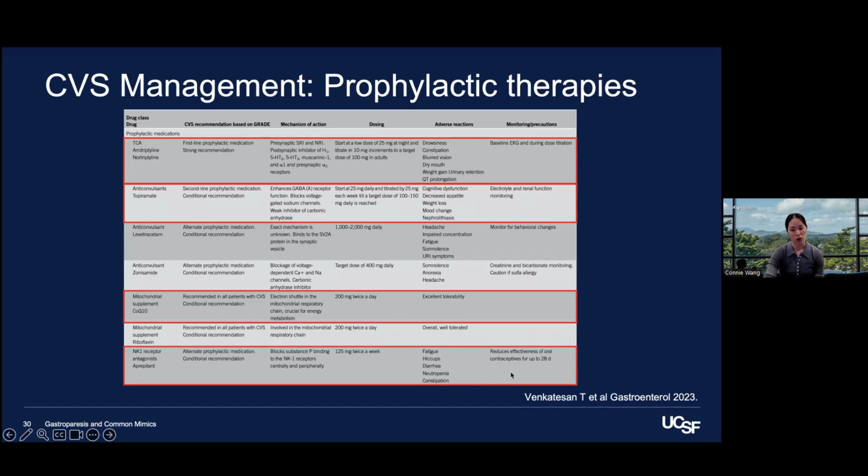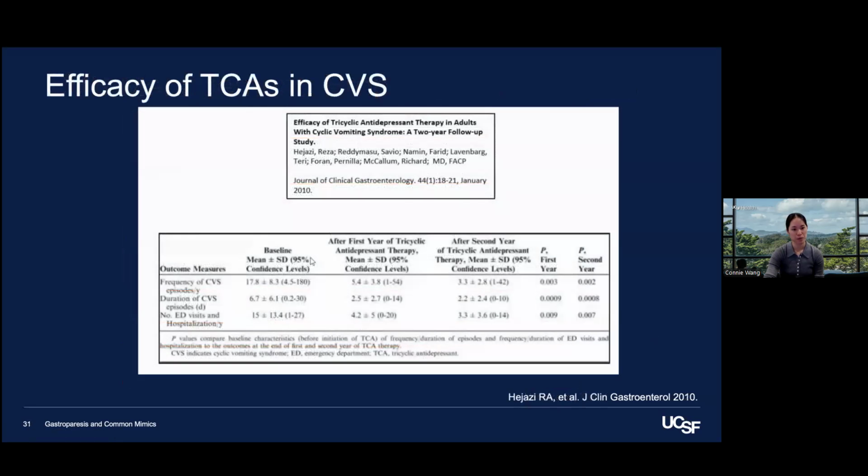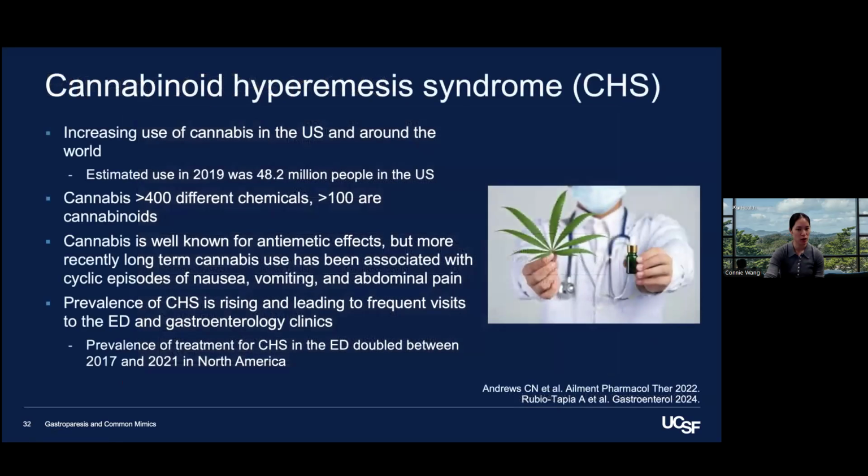And aprepitant is another one that's oftentimes really hard to get insurance approval for, just because it's an expensive medication. This is obviously not one of the indications for use, but something you could also consider in severe cases. I'll skip past this.